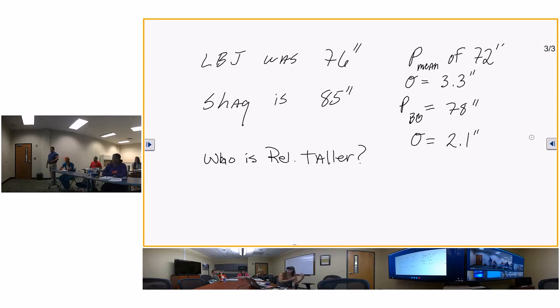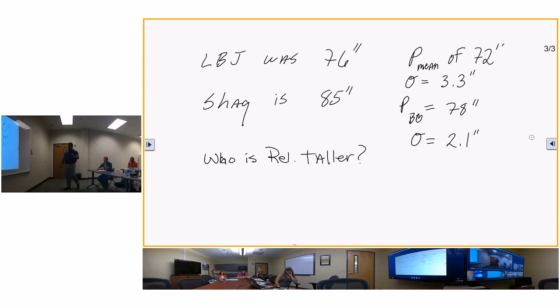Even though in the last election, Jeb Bush stood on his tippy toes in photographs so he could be president. Idiot. Whenever they would take a picture of all the presidential candidates, he would stand on his tiptoes. They actually took pictures of him standing on his tiptoes. Anyway, that's real pathetic. Who is relatively taller?